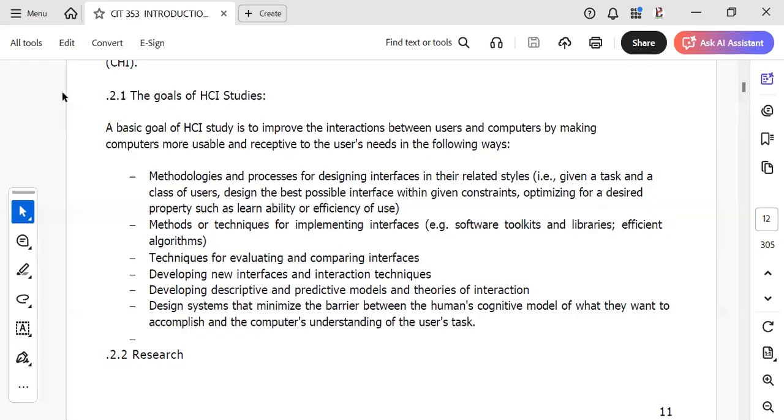The interface is what humans will relate to on the screen of the system. This is the interface I'm seeing now that I am able to read on this PDF. So what are the methods they use in designing this PDF viewer? What are the processes involved in designing it? That is the first goal of human-computer interaction studies, why we study it.